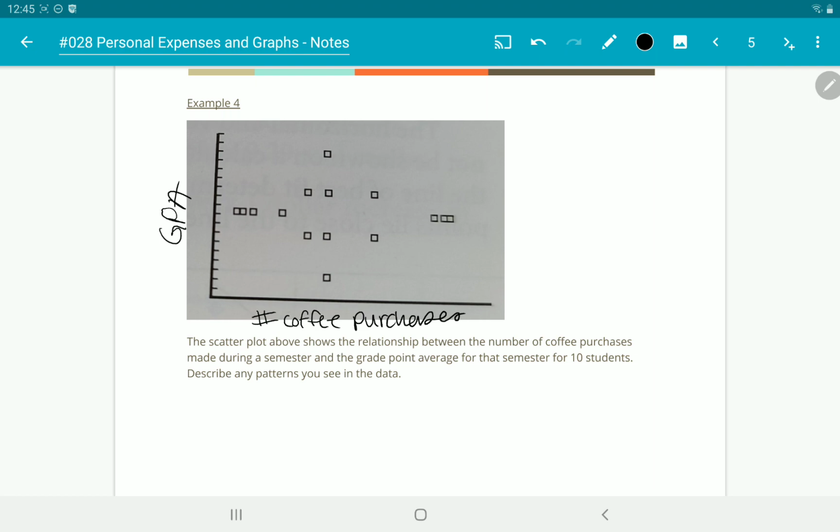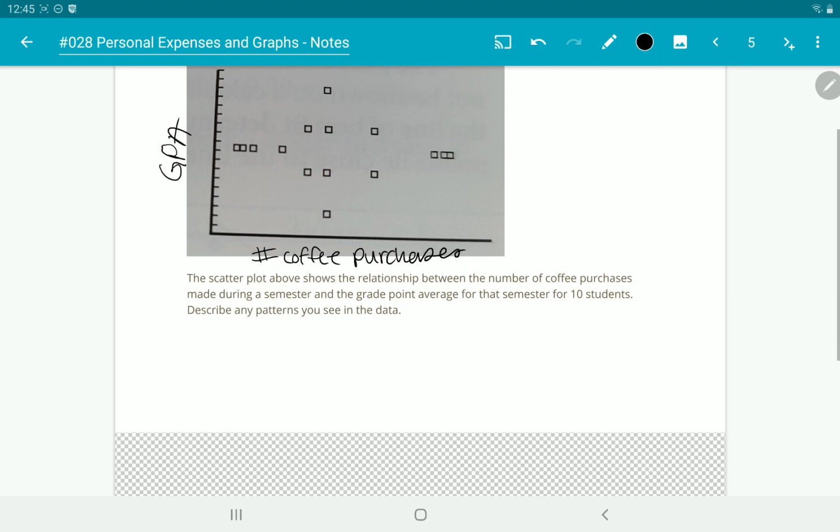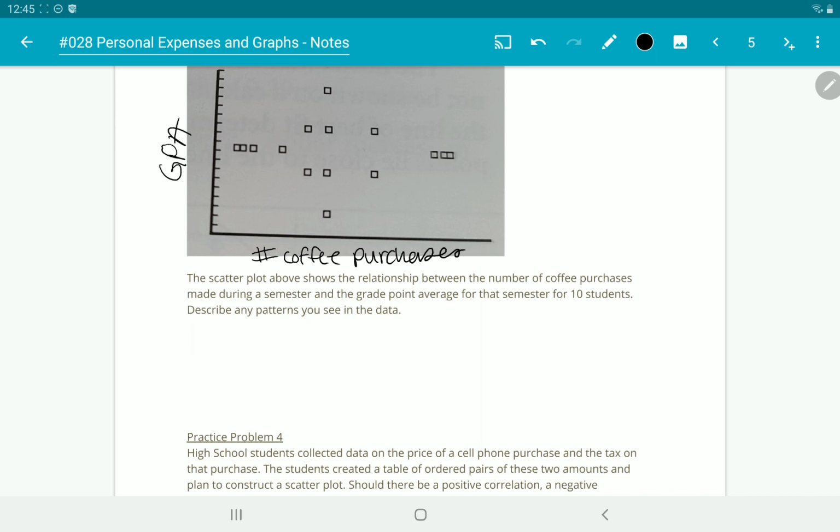So describe any patterns you see in the data. Well, it doesn't really look like there's a line going on. There's no way you could just graph it and see that it hits most of the points. So if you graph it and it doesn't look like you've got a line, there are no patterns. And if there's no patterns in the graph, there's no correlation. So the number of coffees that these people have purchased has nothing to do with their GPA.